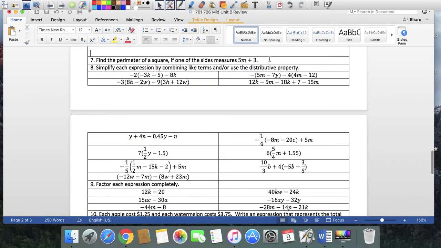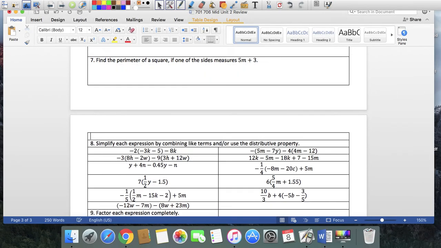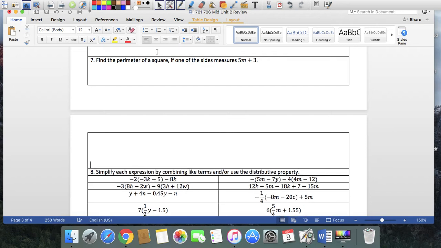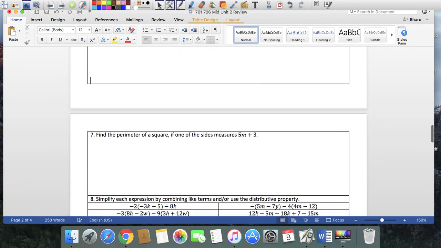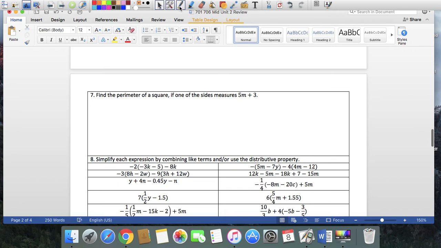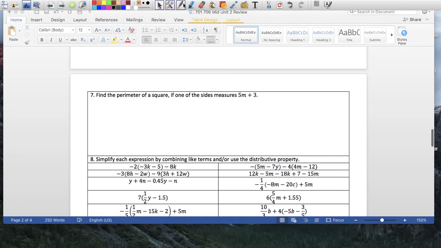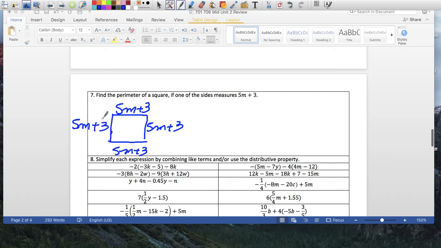Find the perimeter of the square if one of the sides is 5m plus 3. So let me just move these down. It's a square, which tells us that all our sides are measured the same. So if this is 5m plus 3, this is 5m plus 3, this is 5m plus 3, and this is 5m plus 3, right, because it's a square.